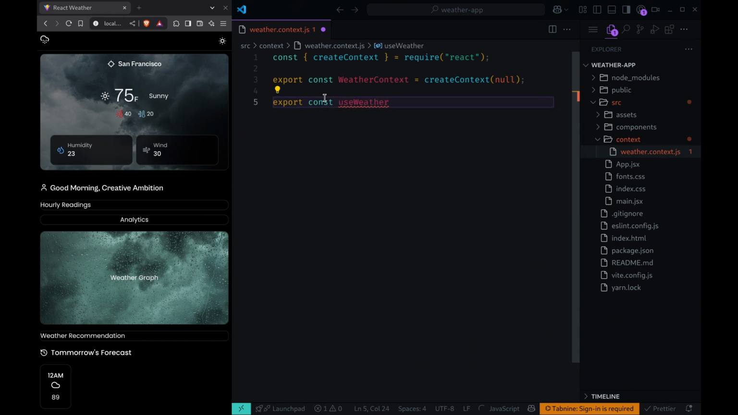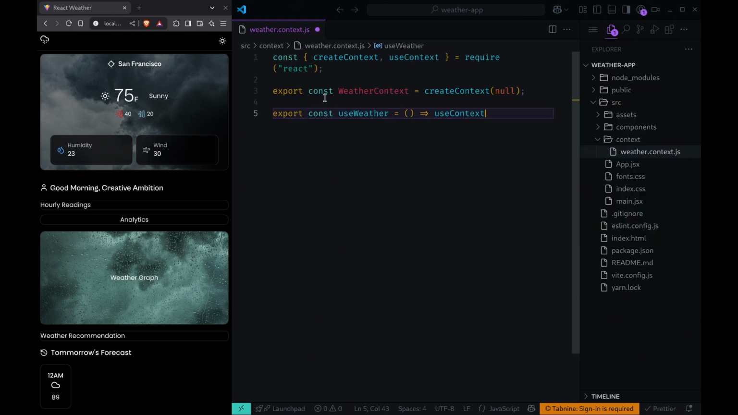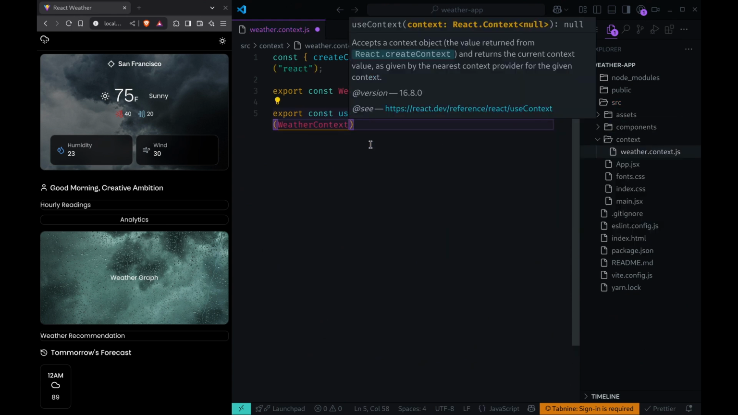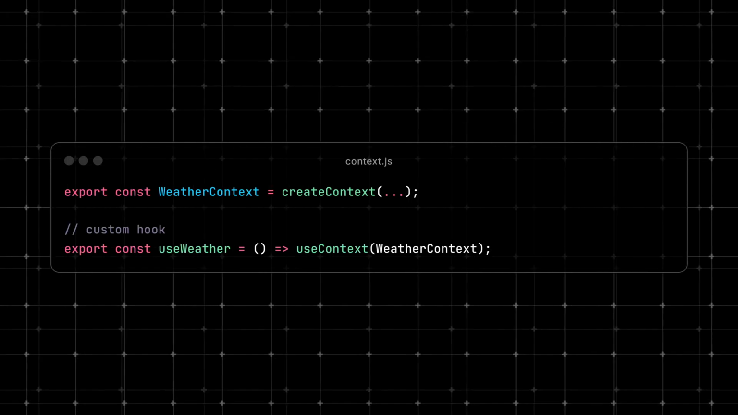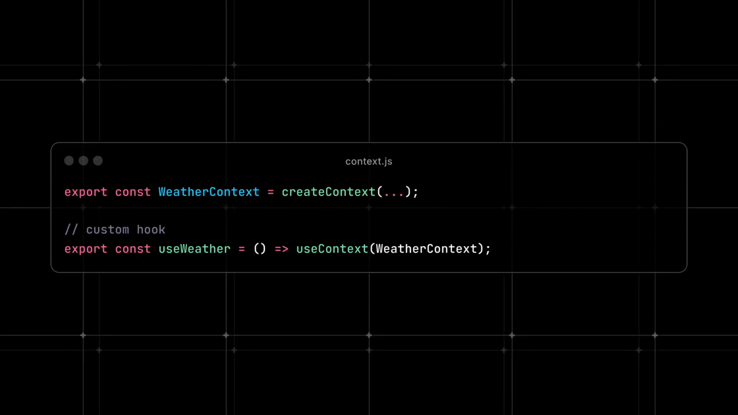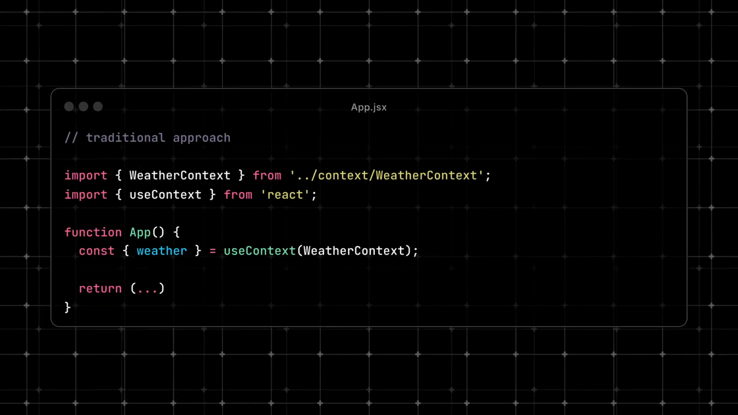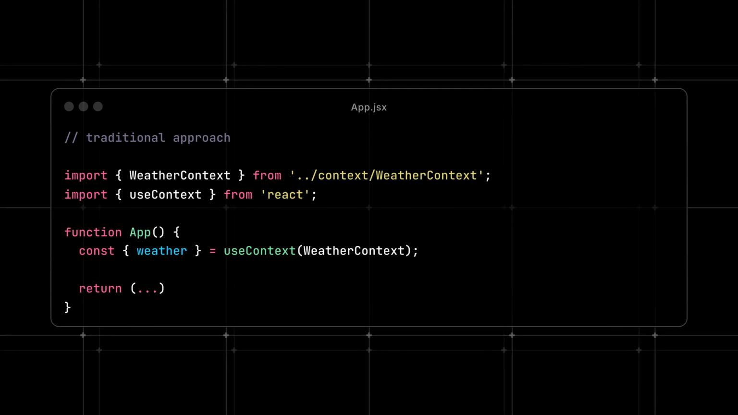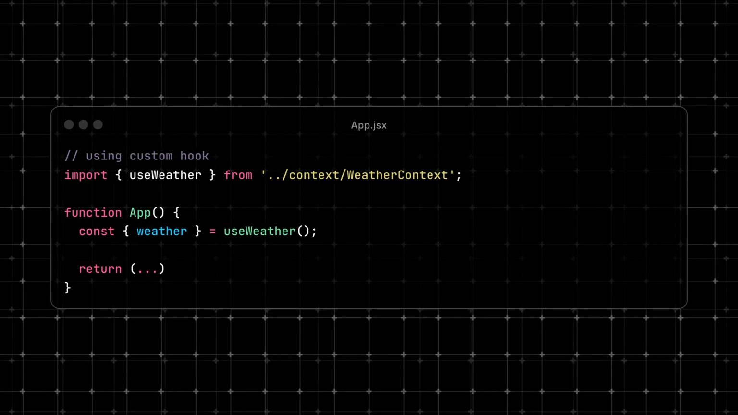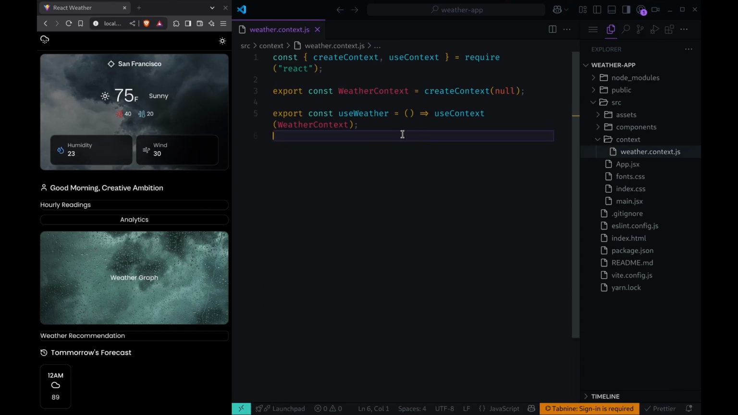All right, now that we've created the context, let's take it one step further. We're going to hook it up to a custom hook, which at its core is just a simple function that returns useContext with our context. This isn't strictly necessary, but it makes things much cleaner and more elegant when we want to consume context values later on. Instead of importing both useContext and the context itself everywhere, we just call our custom hook. Simple and aesthetic.